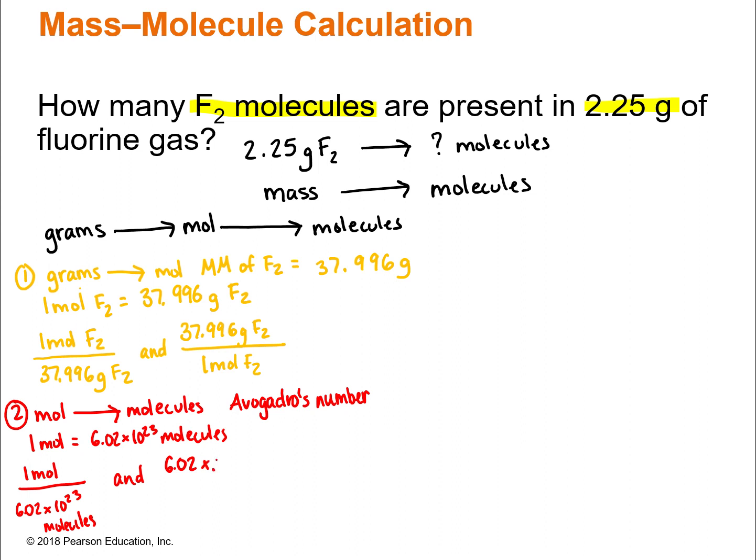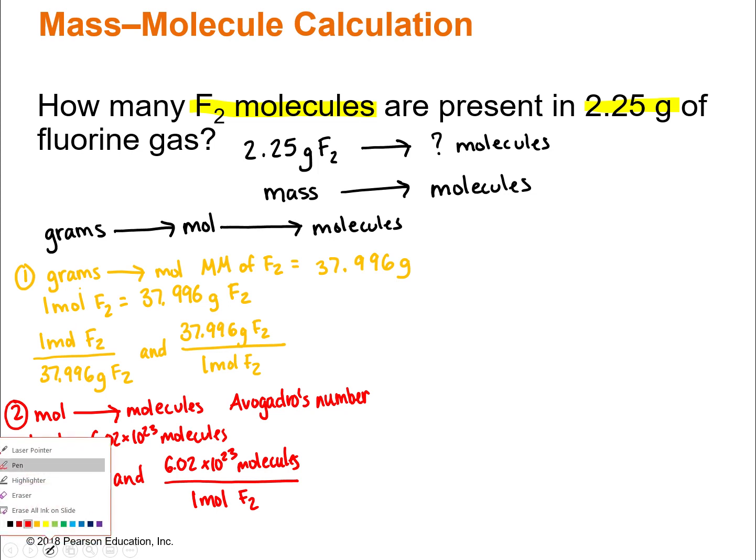Avogadro's number is a long number, even when it's written in scientific notation. I could not imagine having to write out all those zeros every single time. Talk about grateful for scientific notation. That is me.